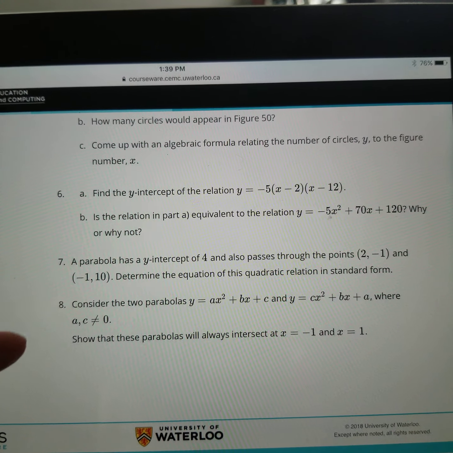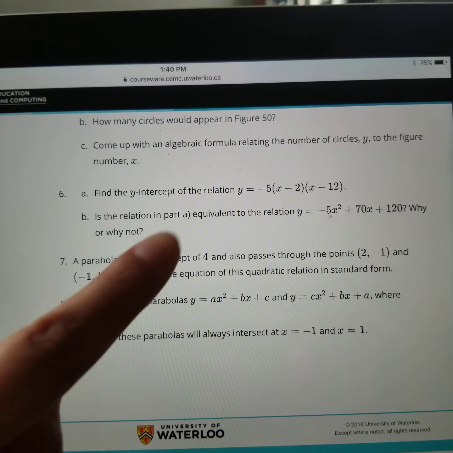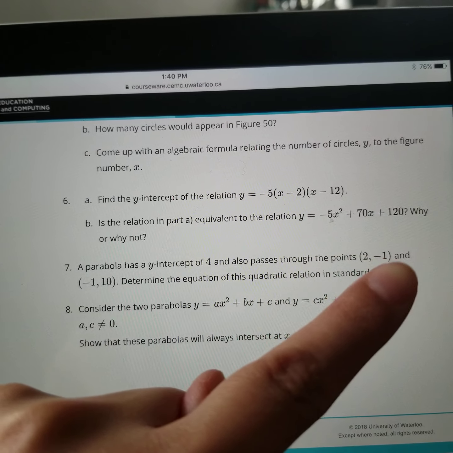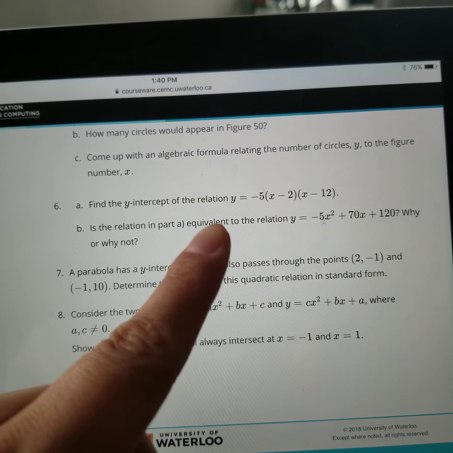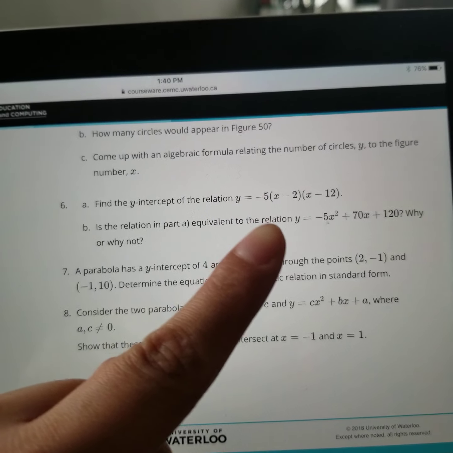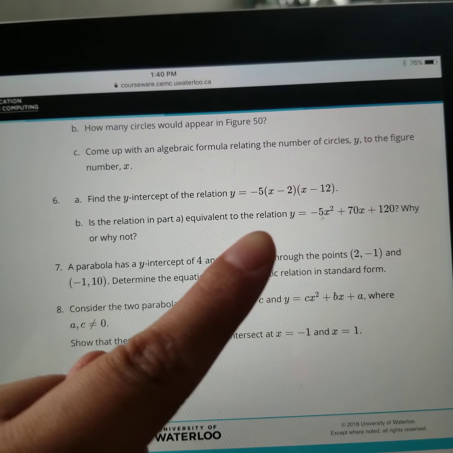So here, find the y-intercept of this relation that's written in factored form. And then they want to know if this equation in standard form is equivalent. So we want to see if they're actually the same. I can graph it and then I'll show it to you algebraically as well.